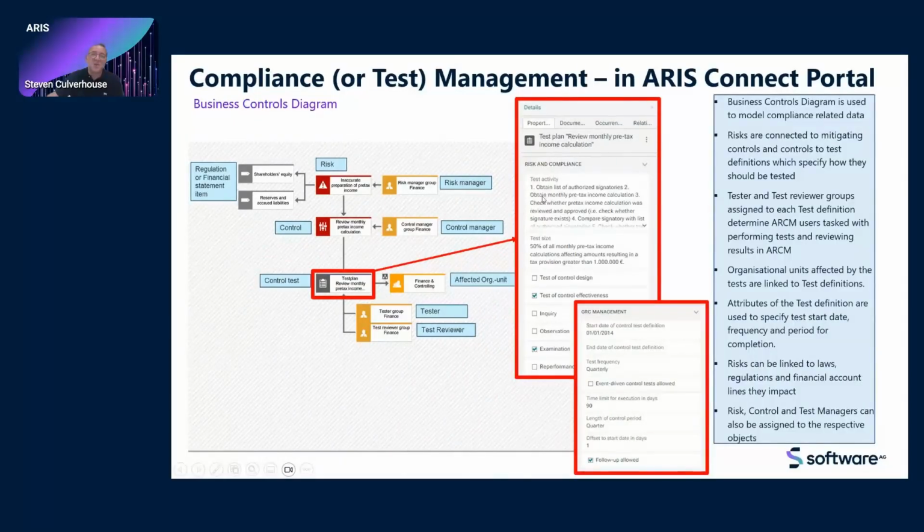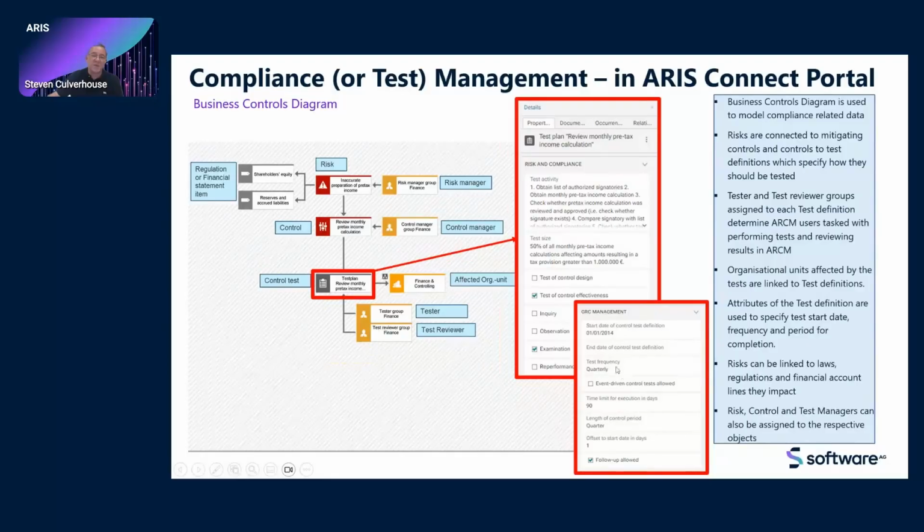And it's the same attributes for the control testing. So the control testing says what activities you're going to undertake, whether it's a control effectiveness test or a design test, and then obviously these attributes that drive the workflow. So when do you want it to start? How often do you want it done? How long have you got to do it?